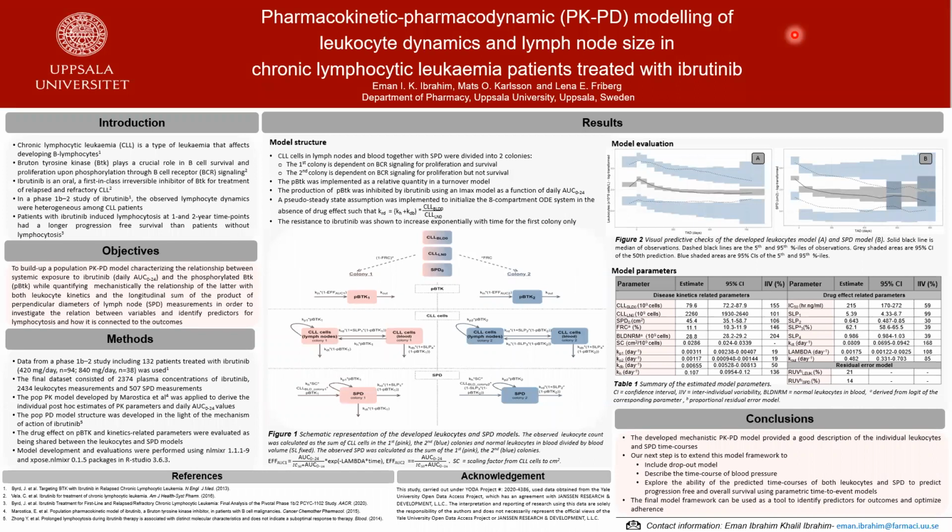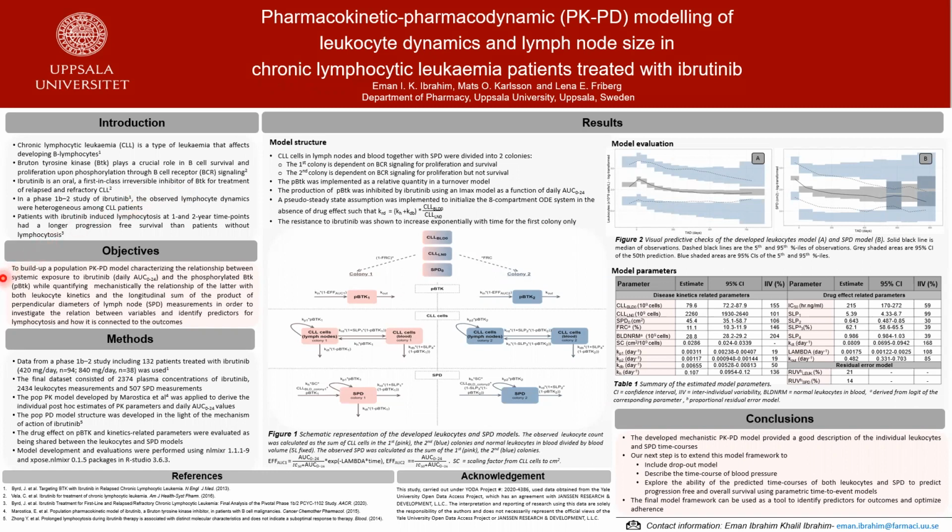My name is Eman Ibrahim, and my poster is titled Pharmacokinetic Pharmacodynamic Modeling of Leukocyte Dynamics and Lymph Node Size in Chronic Lymphocytic Leukemia Patients Treated with Ibrutinib. Ibrutinib is an oral irreversible inhibitor of protein tyrosine kinase, which plays a crucial role in B cell survival and proliferation upon its phosphorylation through BCR signaling. In a phase 1b/2 study of ibrutinib, patients with persistent lymphocytosis had a longer progression-free survival than the patients without.